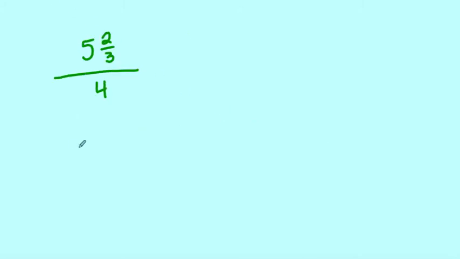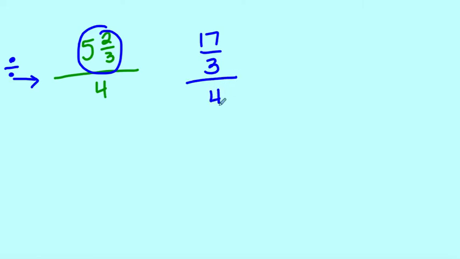A few more, guys. All right, this is even trickier. So you got to remember that fraction bar means division. Okay, it means division. So I'm dividing fractions. So really what I have to do first is turn this into an improper fraction. So I'm going to do 3 times 5, which is 15, plus 2. So 17/3 divided by 4. All right, this means 17/3 divided by 4.